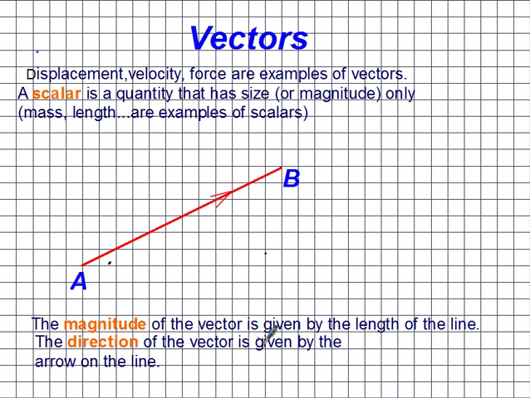The magnitude of the vector is given by the length of the line, and we'll come to this a little bit later, how to find the magnitude of a vector. And the direction will be given by an arrow.